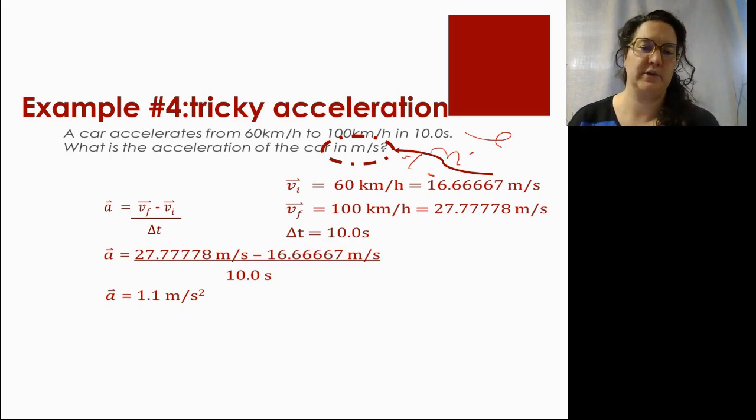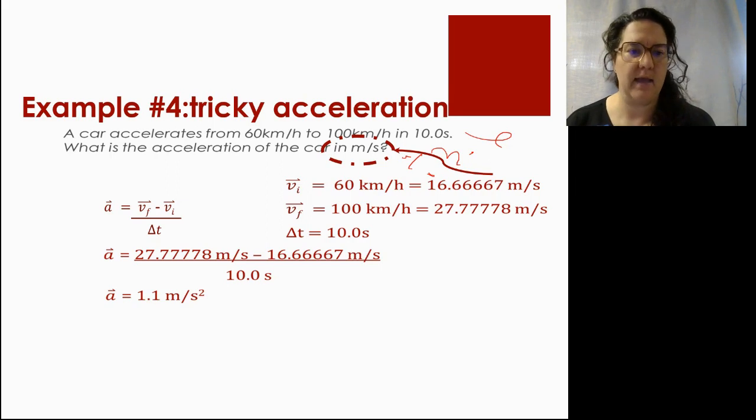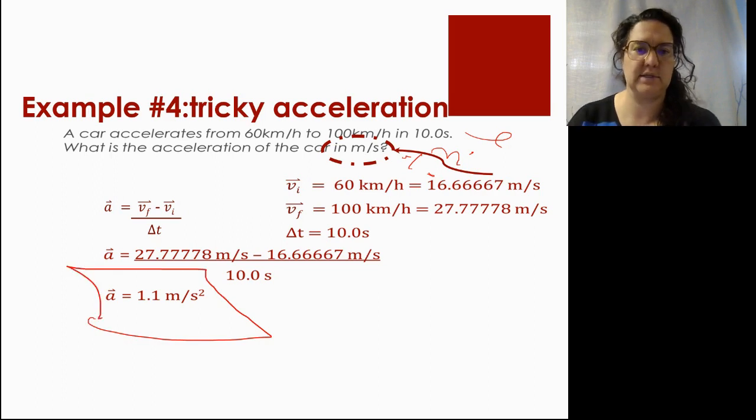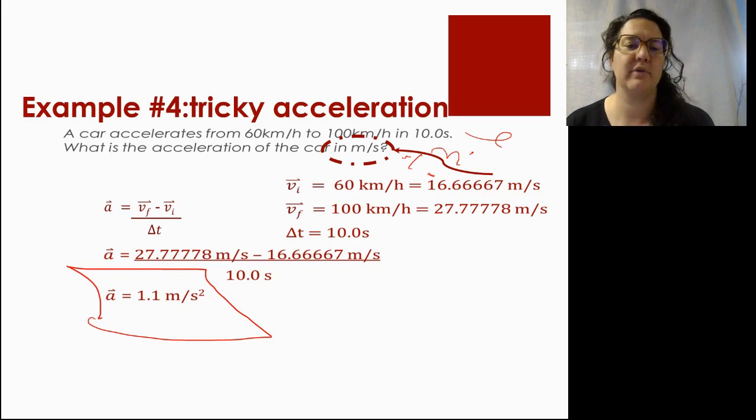So we can put that information into our formula, and we will end up with the acceleration of the car from 60 to 100 kilometers per hour in 10 seconds was an average acceleration of 1.1 meters per second squared. And again, that's a positive number.